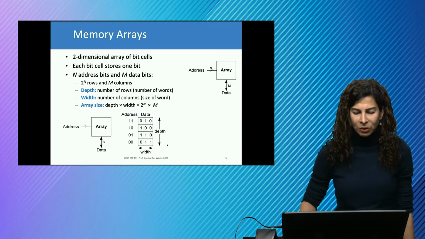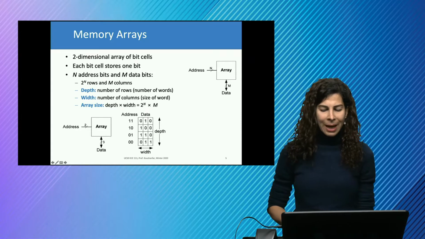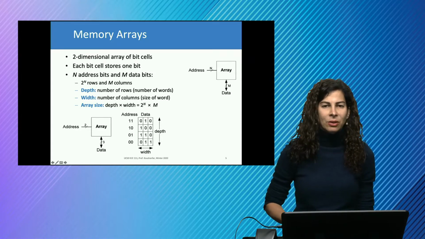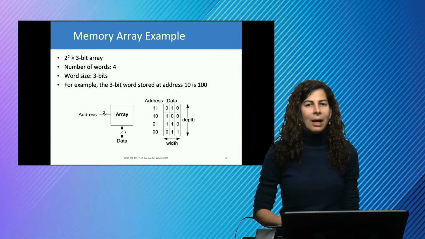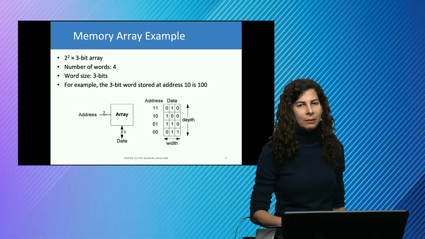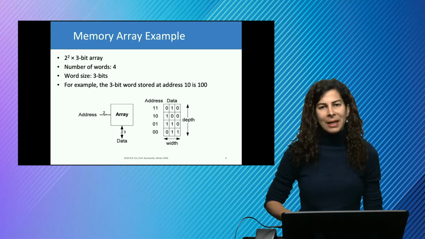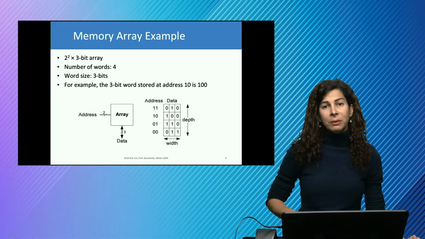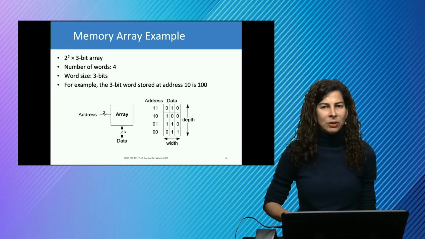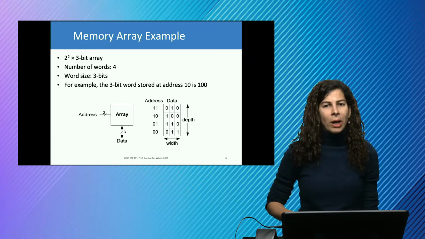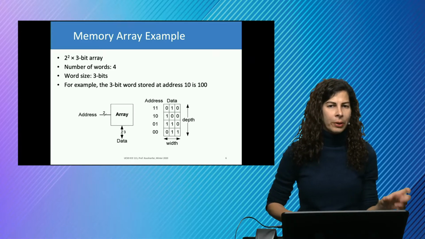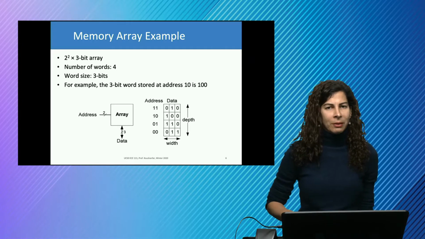So the size is 2 to the power n times m if you're talking about the size in terms of the number of bits. Here, basically what we say is the 3-bit word stored at address 10 is 100, and that's typically how we go through these memory array examples.